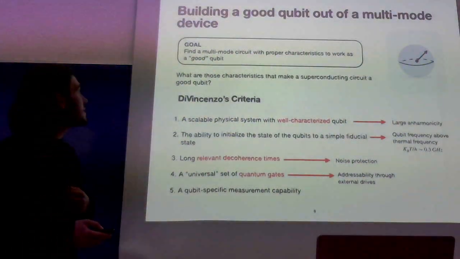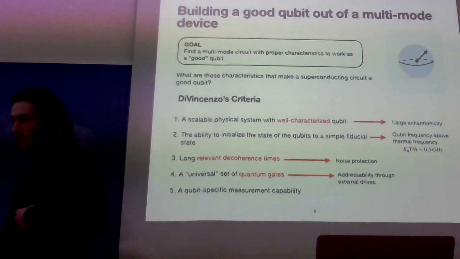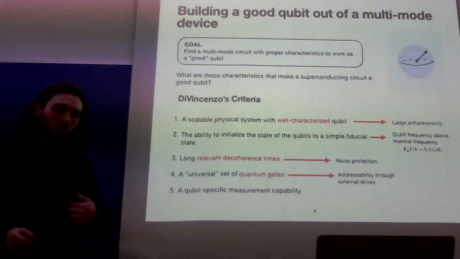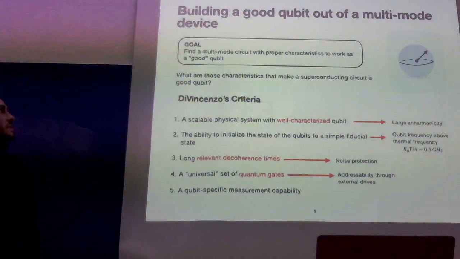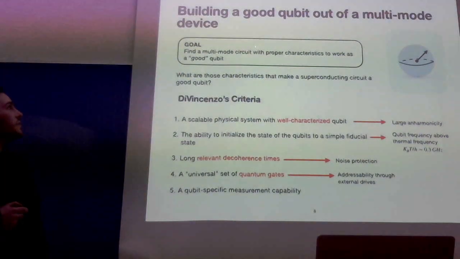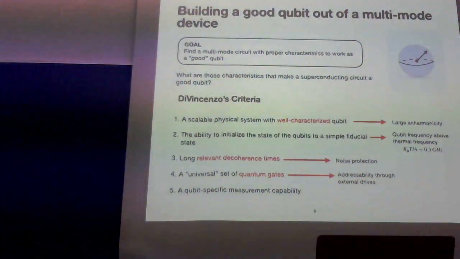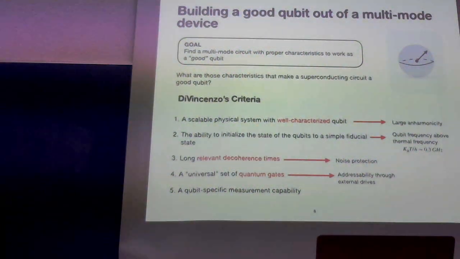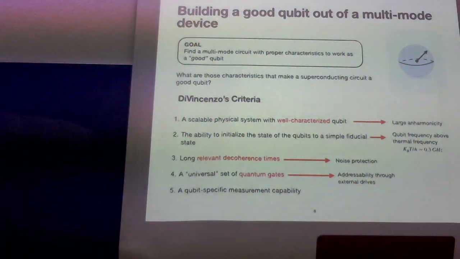And so now let's see if we can use these algorithms and this flexible platform to find a multimode circuit that works as a good qubit. So our goal now is to find a multimode circuit with proper characteristics to work as a good qubit. But first, what are those characteristics? We don't have to think about it much. There's DiVincenzo, who provides us with the criteria for a system to perform quantum computation.